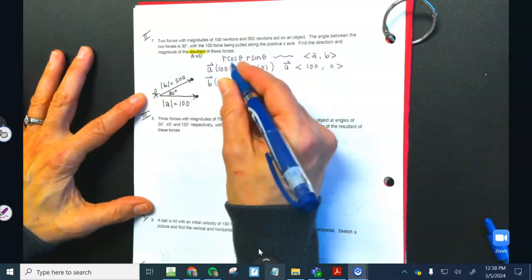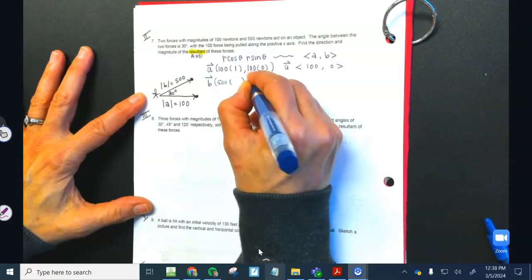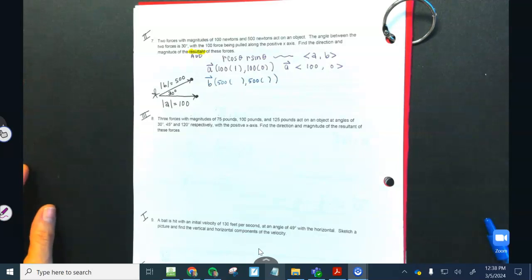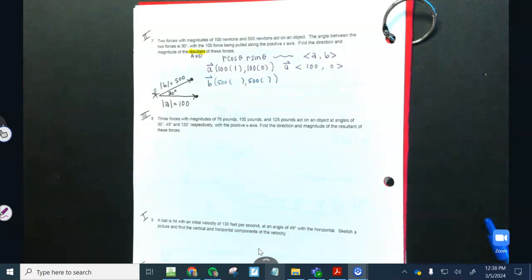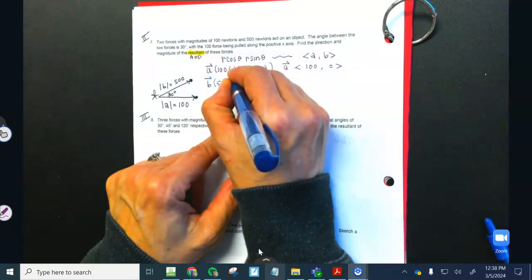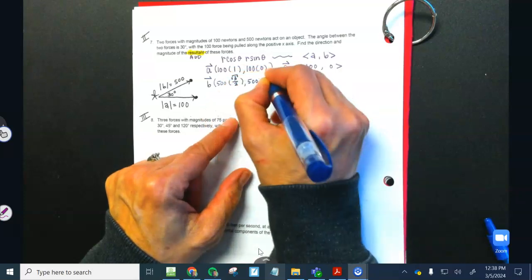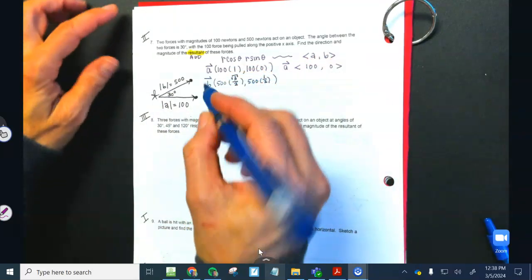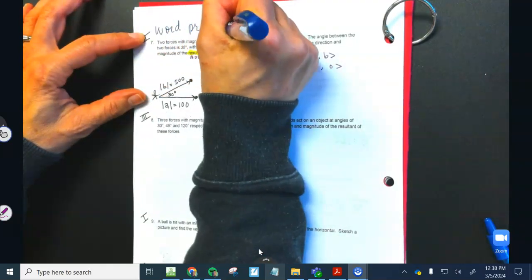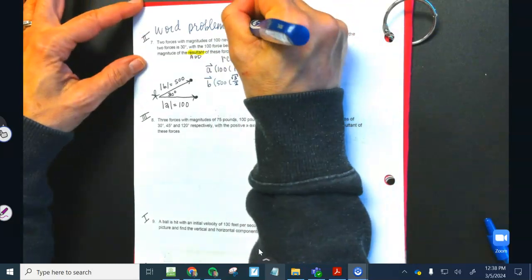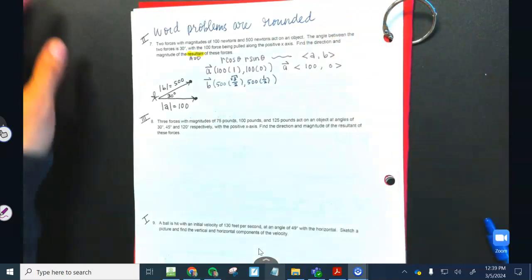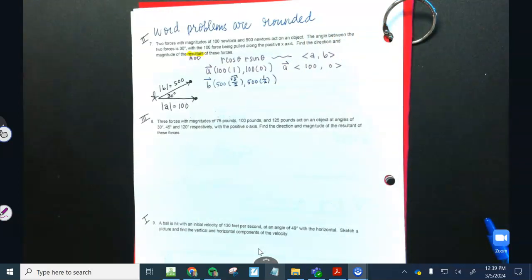This is going to be 500 times some stuff. Y'all should know this. 30 degrees is pi over 6. What goes here? Now listen, since we're dealing with word problems, and if you want to write this up here, that's fine. Word problems are always rounded. So we're not going to have square roots in our answer.